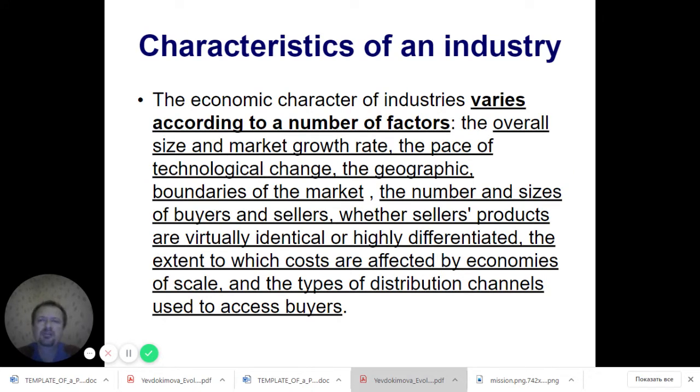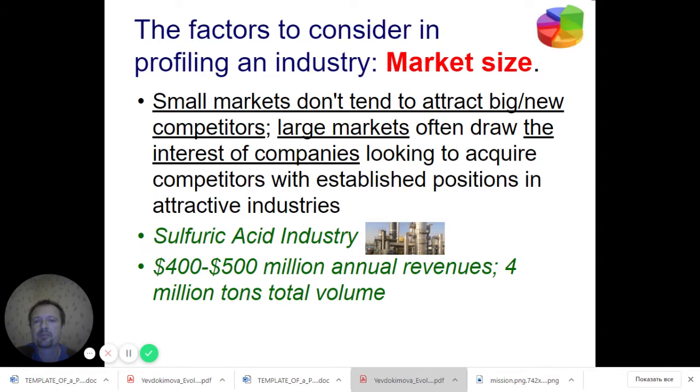And generally, there are a lot of characteristics of an industry, and on this screen you can see the main characteristics, and we will speak about the main characteristics in detail. The general structure of the next screens.